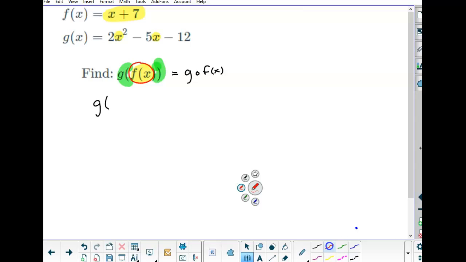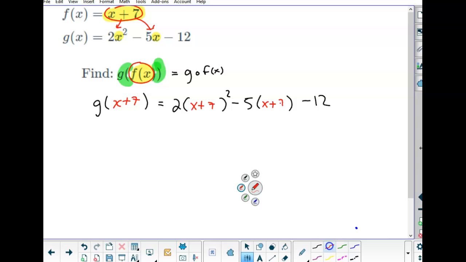So what I'm going to do is take f of x, and I'm going to call it what it's equal to, x plus 7. And then I'm going to take g of x, and whatever g of x is equal to, wherever there's an x, I'm going to plug in x plus 7. That's my new input. Once you do that step, that step is key, but once you do that step, everything else is just algebra.